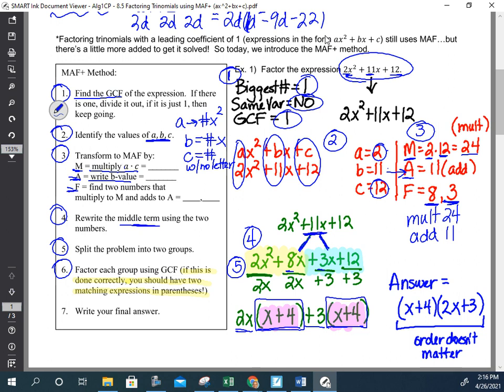Well, so far you've done everything right. All you have to do is write your final answer. So since those 2 match, those go in one parentheses. After you divide them out, those cancel out, 2x plus 3. That's in the other parentheses. The order of the parentheses doesn't matter as long as you have both. That's the end of the problem.